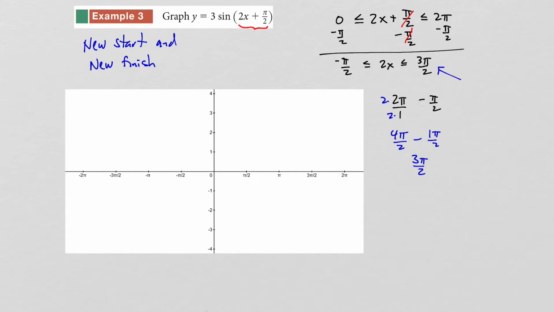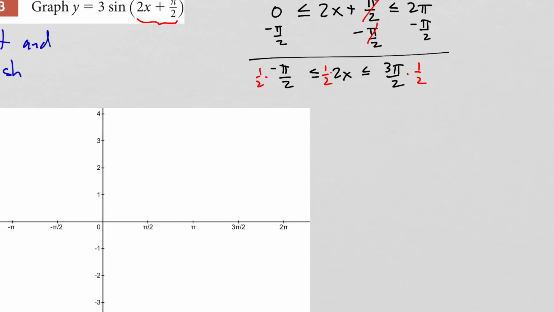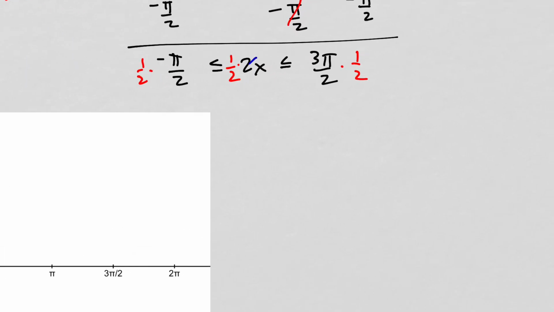Now we need to solve for x. So the rest of what we need to do here to solve for x is we need to get rid of the 2 here. So I'm going to multiply by 1/2 here, I'm going to multiply by 1/2 here, and multiply by 1/2 here. So again, the reason I'm doing this now is that these will cancel and we'll have x all by itself in the middle. And then over here, 1/2 times negative pi over 2 is negative pi over 4.